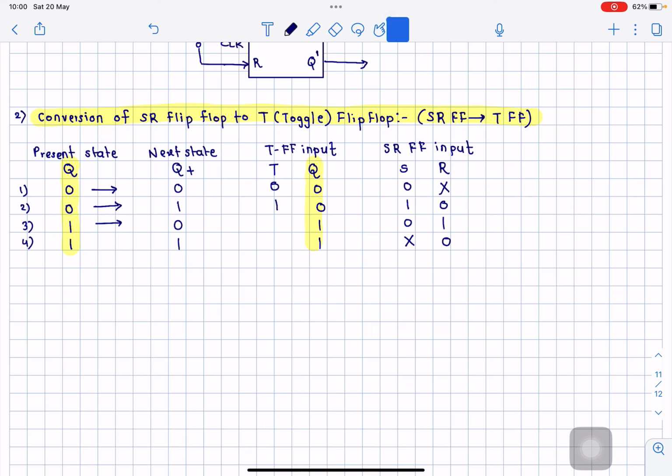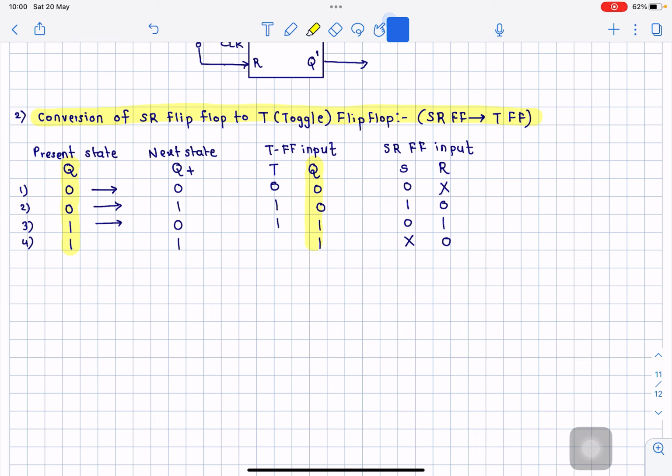That means from 1 we want to change it to 0. So for that you again make toggle 1, because recall that whenever the toggle input is 1, the output of the toggle flip-flop will continue to change. And until you keep the toggle input 1, the output will keep on toggling between two states alternatively, right?